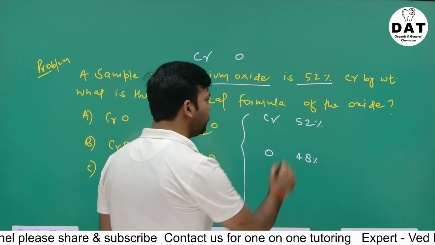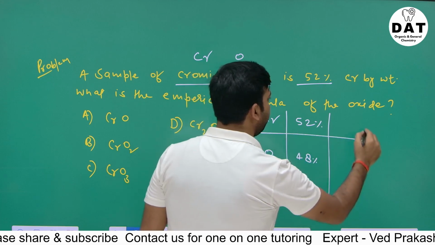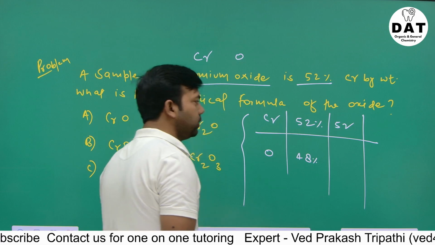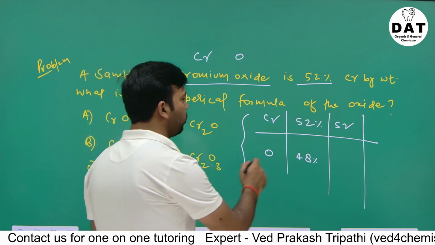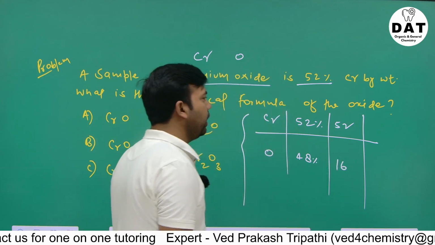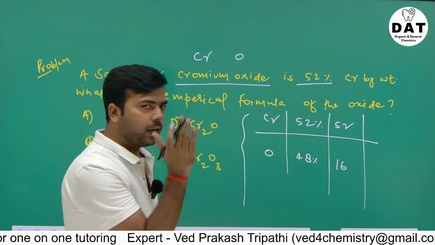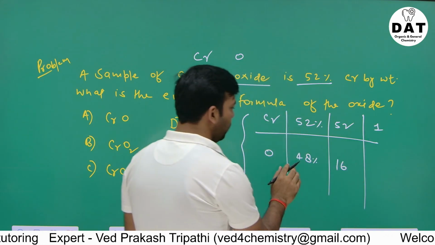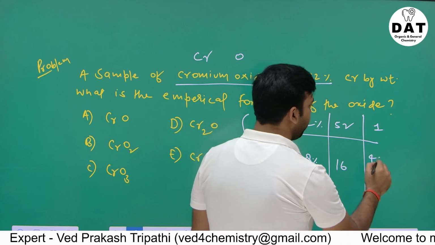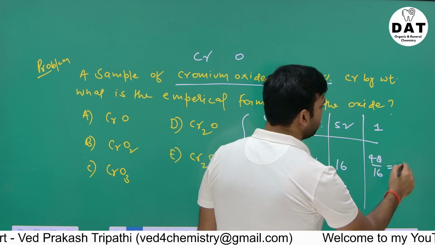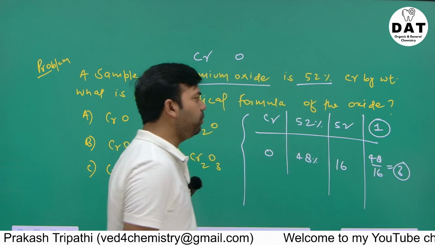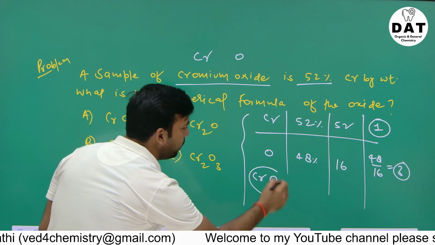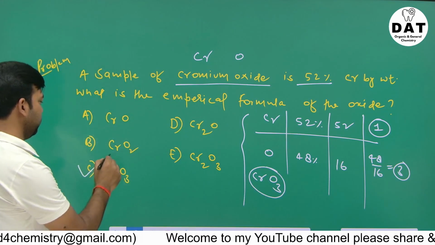Clear? This is mass. Next, atomic weight. Chromium atomic weight is 52. You can see the periodic table, and oxygen atomic weight is 16. Clear? And now we are going to talk about the ratio, mass divided by atomic weight. So for chromium, 1. For oxygen, 48 divided by 16, which is 3. So these are whole numbers, already the simplest ratio. Chromium is 1, oxygen is 3. So CrO3 is my empirical formula. Simple.